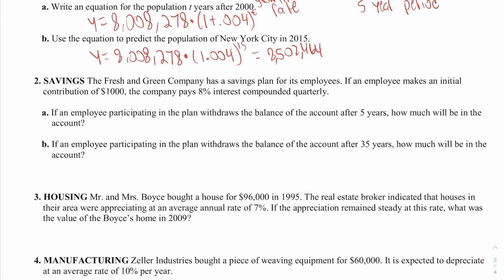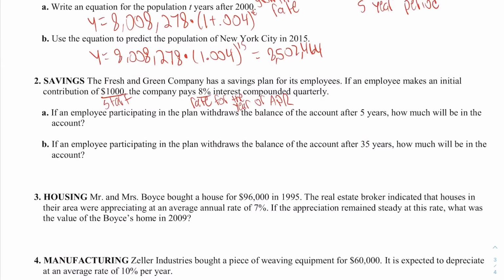In the second question, we have this green food company, and they're going to make savings plans. Here's the starting amount. Here's the rate of interest, and here it says interest is compounded quarterly. Whenever they give you the interest rate, the common way is the rate for the year. They call that the APR, the annual percentage rate.